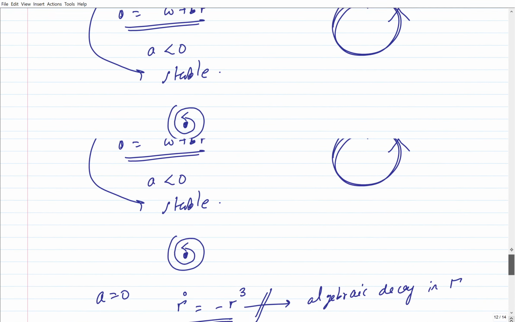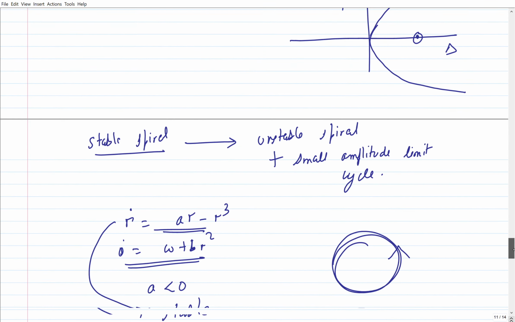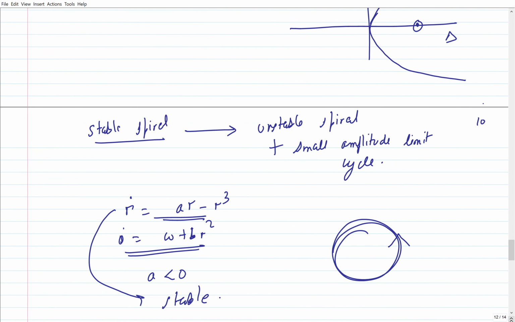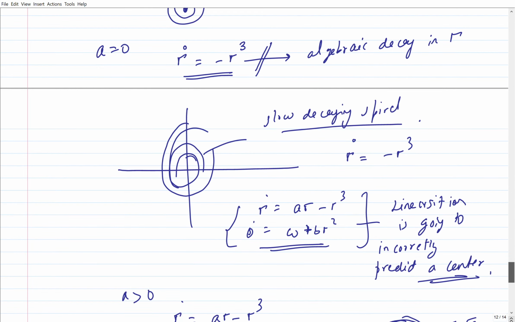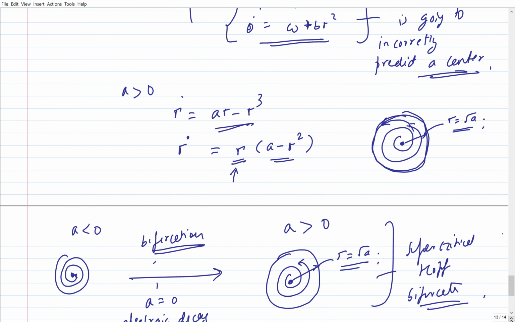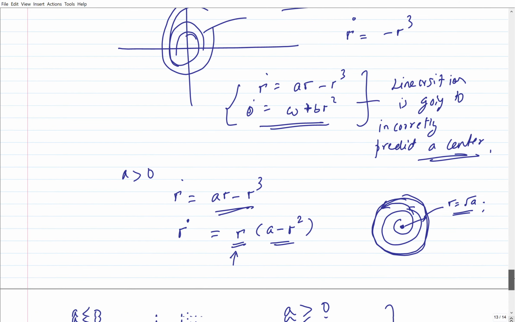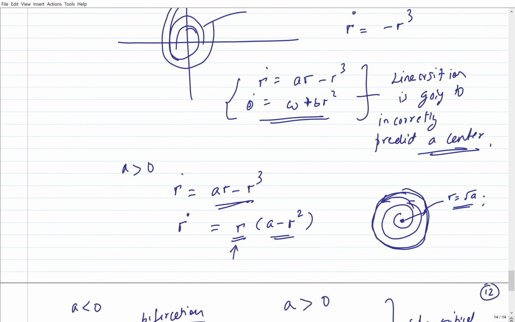We'll resume this in the next class. Other examples, and of course these are all fixed point bifurcations. We still have to cover bifurcation of periodic orbits, etc. So that is for the next class. Okay, thank you.